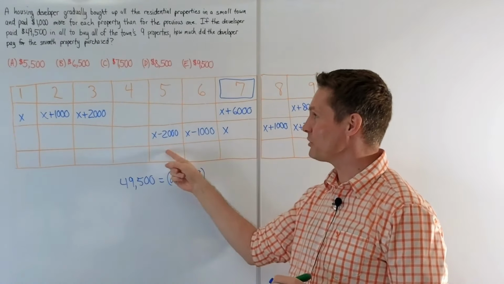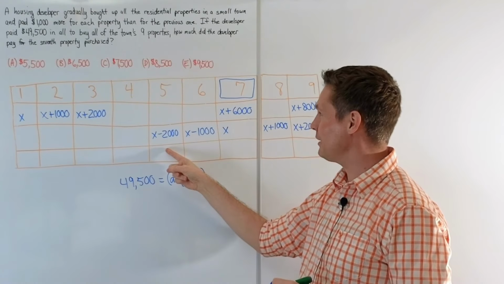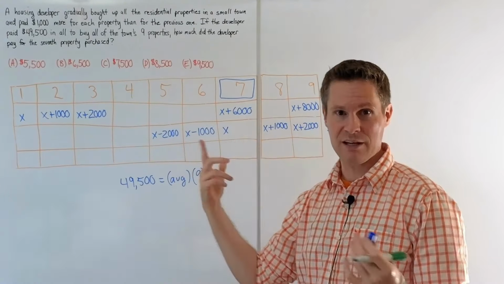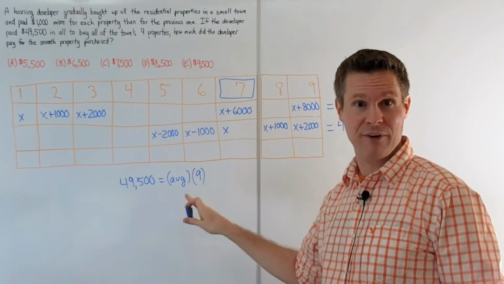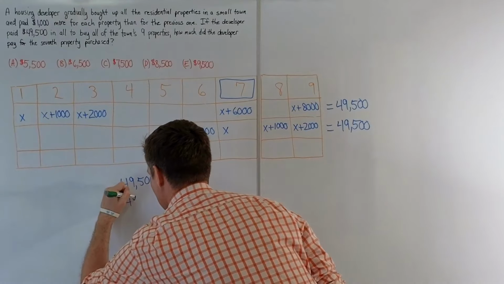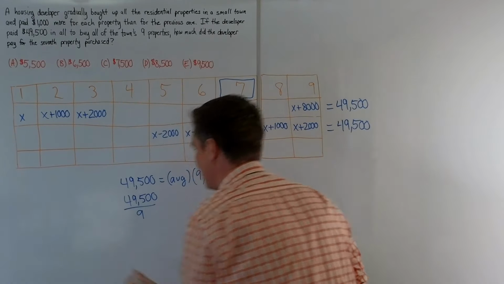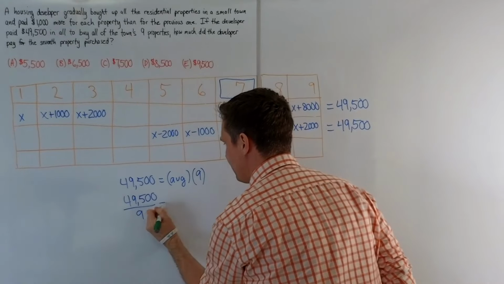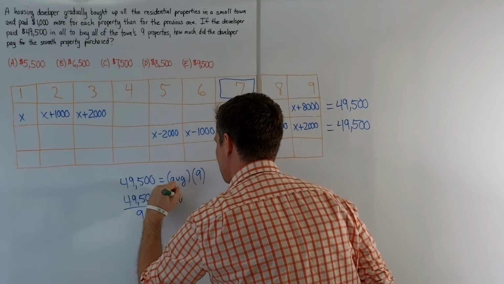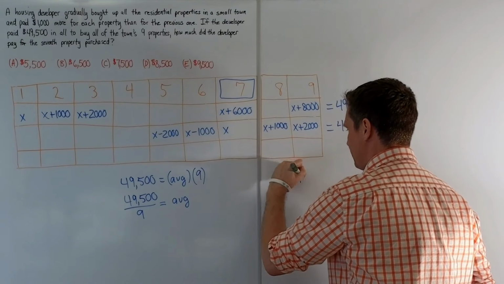If I know I'm going to be able to calculate the value of the fifth property out of the 9, that would be the median, the middle one, right? By finding the average, hey, that's great. So I'm going to go ahead and move forward with that, recognizing what I'm going to do with it. So if I rearrange that equation, 49,500 divided by 9 is going to be the average. May have to do a little bit of calculation over here on the side of the board.